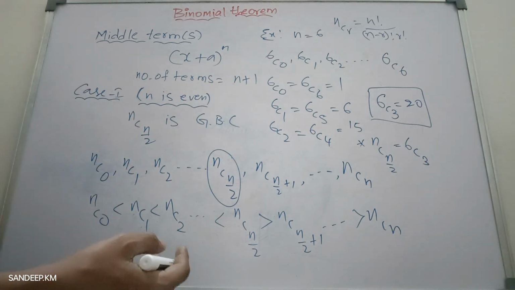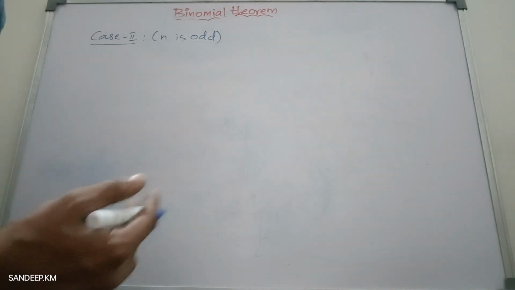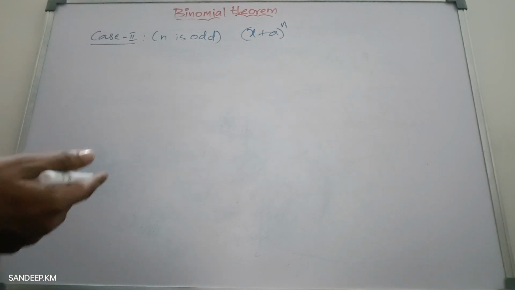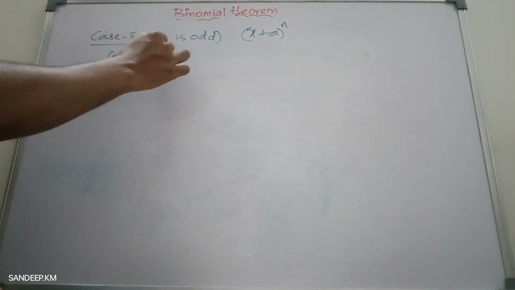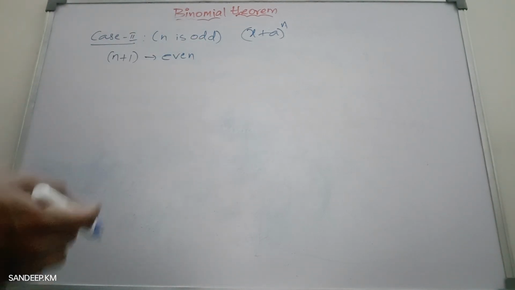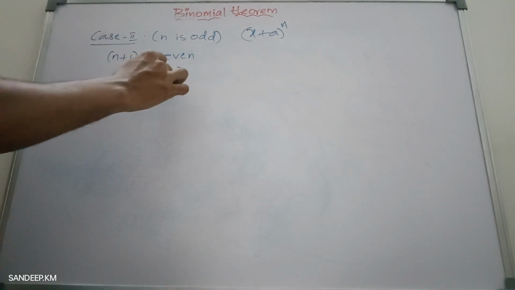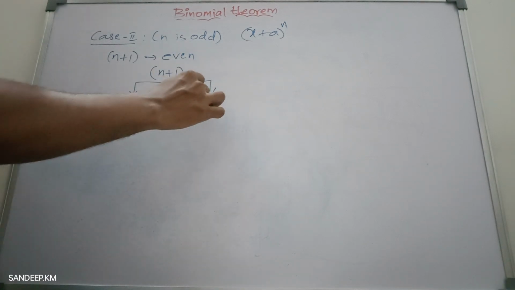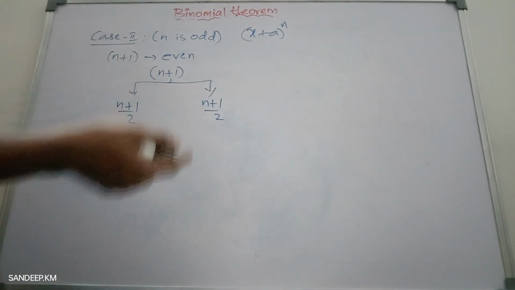Next we will go for the second case where n is odd. So we are in the second case where n is an odd number. That means in the binomial expansion of (x plus a) whole power n, the index n is an odd number. If n is an odd number, then the number of terms, n plus 1, will be an even number. So dear students, when we have an even number of terms, we can say that the n plus 1 terms are divided into two parts. The first (n+1)/2 terms and the next (n+1)/2 terms.